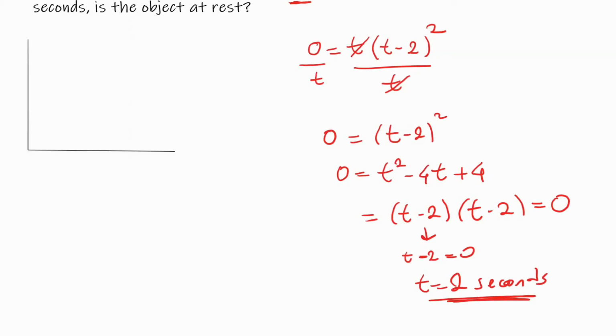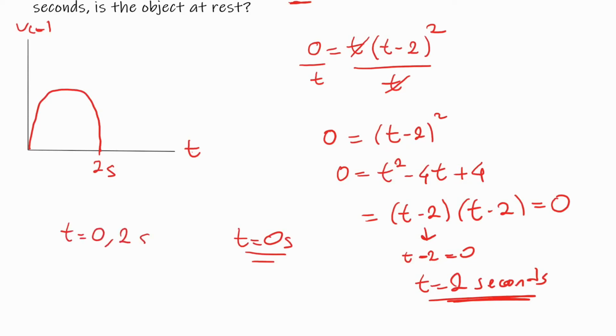So if I look at the graph, and let's say this is my v(t) and this is my t, so time versus velocity, and let's say here is my 2 seconds. It needs to start from somewhere, and let's say velocity comes back to 0 at 2 seconds, because that's what you found. I also say at t equals 0, because that's the starting point, the velocity will also be 0. So I ended up with answers t equals 0 and 2 seconds. So both can be our answers.